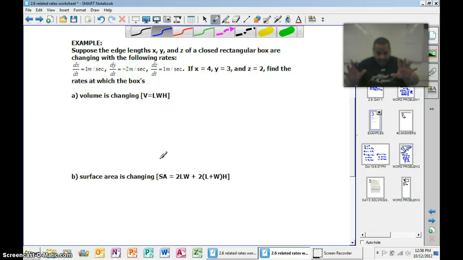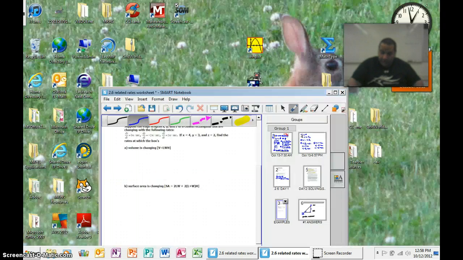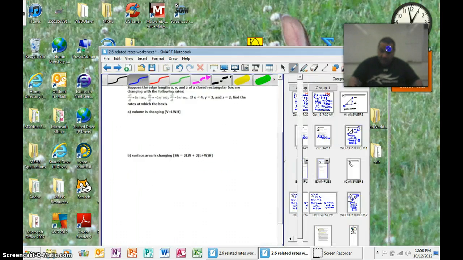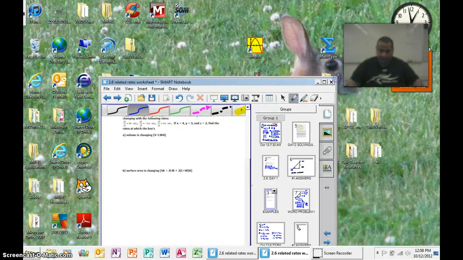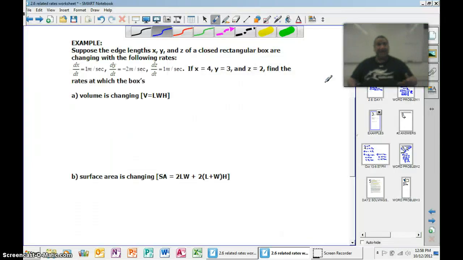We're back on. And now I want to tell you, here's an example. Suppose the lengths of a rectangular box are changing, x, y, and z. And that's just like anything. If I open up any type of window, here's a window. If I do this, its sides are changing. They're definitely changing. So that's what I'm talking about.